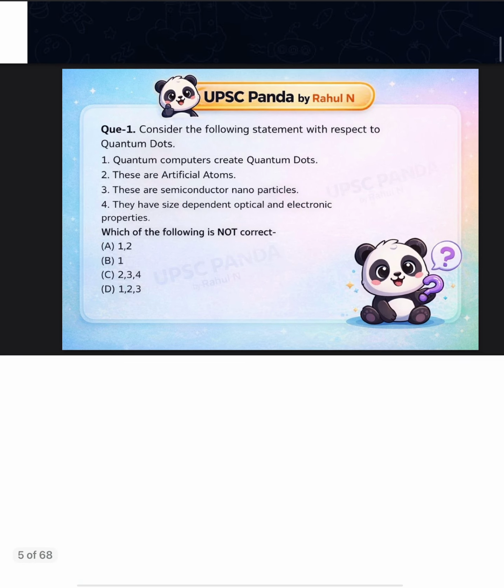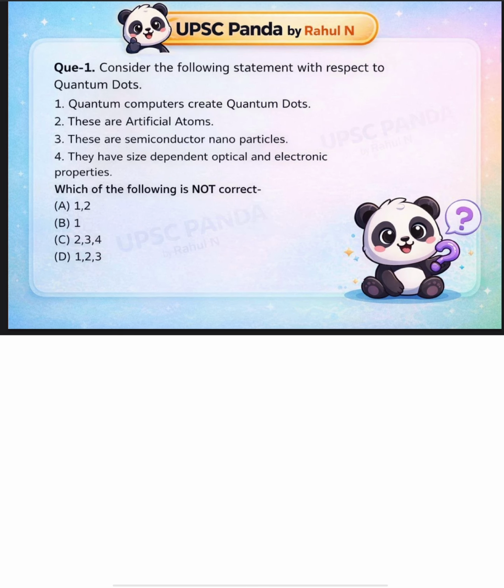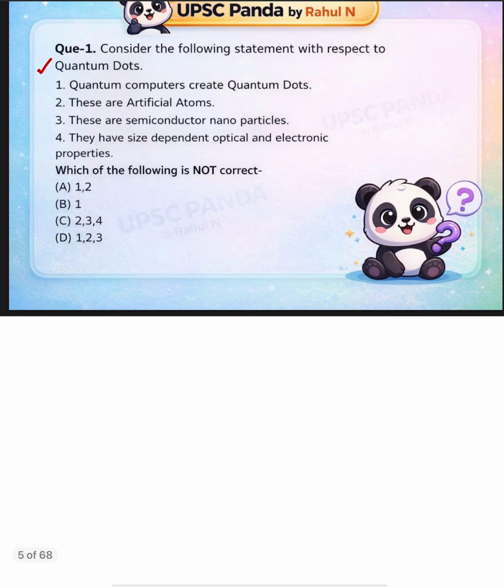So, let us begin. This is the first question. Consider the following statement with respect to quantum dots. This is an evolving concept and the idea we are seeing nowadays. So, read the statement very carefully. It says the quantum computers create quantum dots. Why is this statement given? This statement is given because the quantum world is overlapping. But let me tell you very frankly, there is no link between quantum computers and quantum dots.